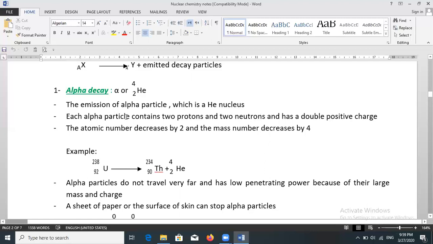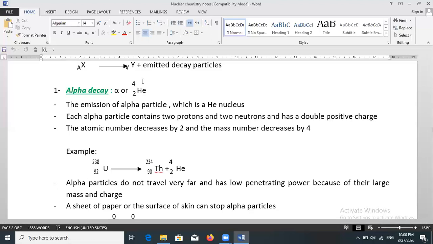Each alpha particle consists of 2 protons and 2 neutrons. As you see here, helium, its atomic number is 2. This means that the protons equal 2. And neutrons, we do the mass number minus the atomic number, so 4 minus 2. This means it has 2 neutrons. The net charge inside the nucleus at the end is positive 2. Why? Because the protons are positively charged and the neutrons are neutral, so the net charge is positive.